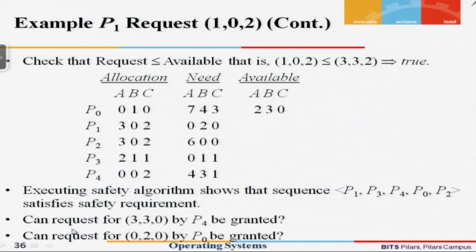And I leave 2 exercises for you: check whether the request by P4 can be granted, and whether the request by P0 can be individually granted, one after the other. After solving this, you try satisfying this and try satisfying this. You would find that one of them would lead to an unsafe state, therefore it can be prevented.